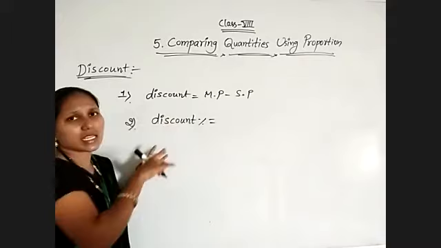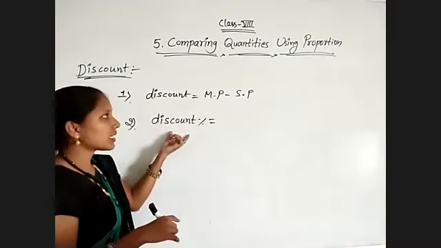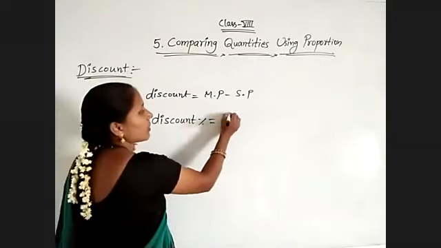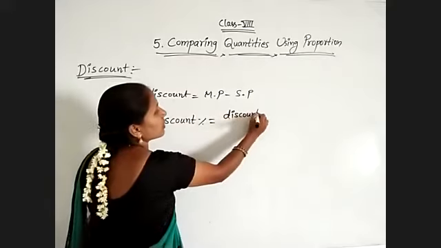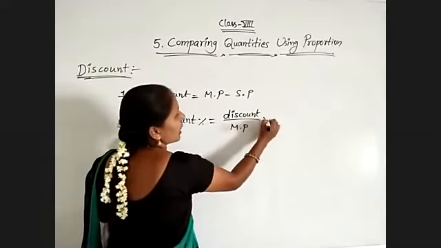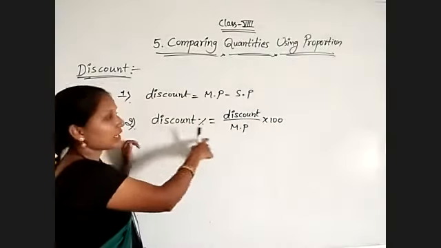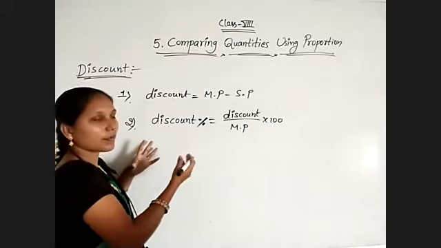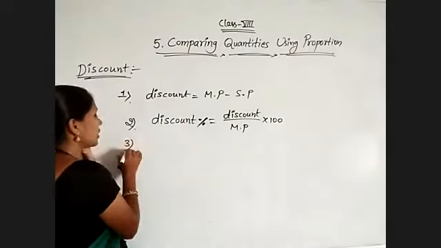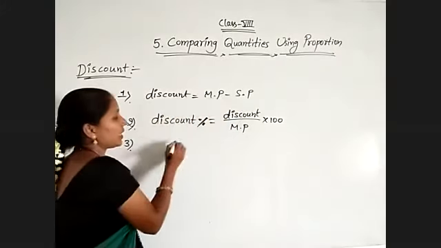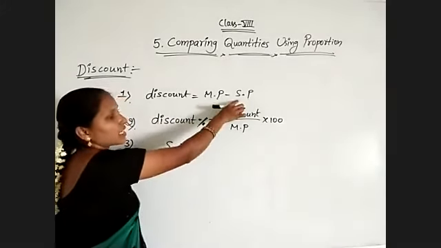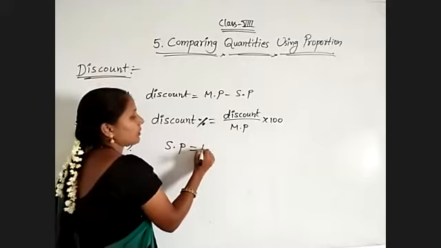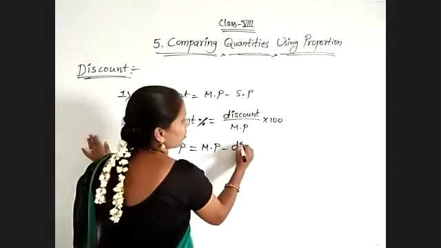Here everything is dealing with money only, so rupees we will get. Percentage, how much percentage is reduced, that is discount percentage, is given by discount by MP into 100. MP is the original value. Whenever you are dealing with percentages, they are related with the original value, cost price or MP. Next, thirdly, depending on this formula, what is the SP value? SP is equal to MP minus discount.